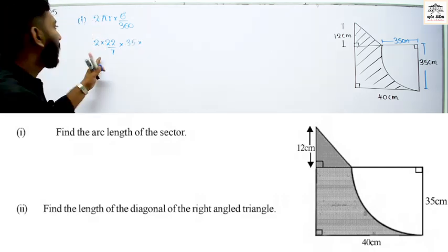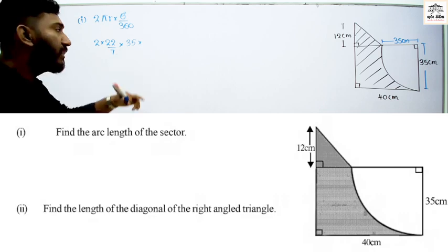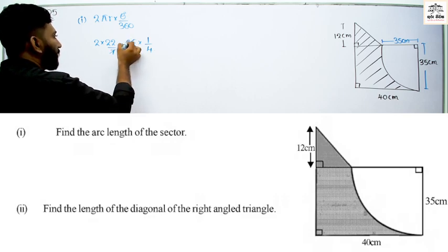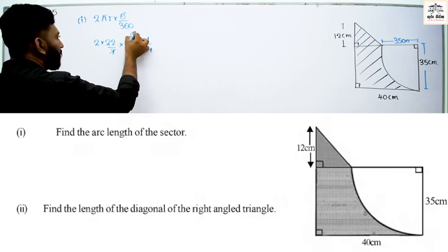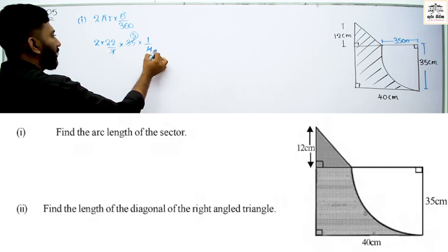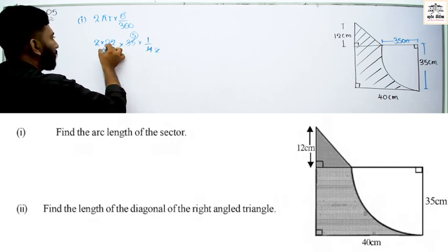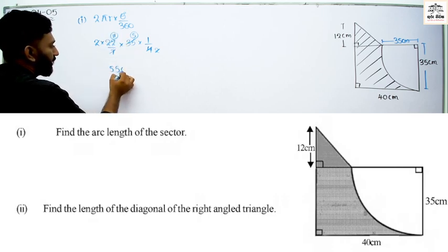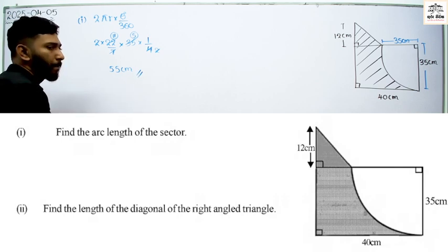And 2 pi r multiplied by 90 degrees becomes 1 over 4. 7 times 1, 7 times 5, and 2 times 1, 2 times 2, again 2 times 1, 2 times 11. Now the answer becomes 55 cm. Very good. Very good.